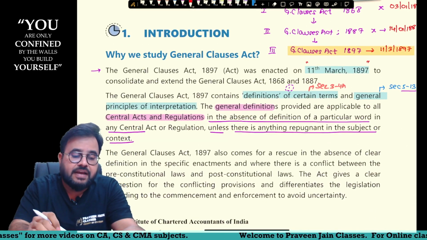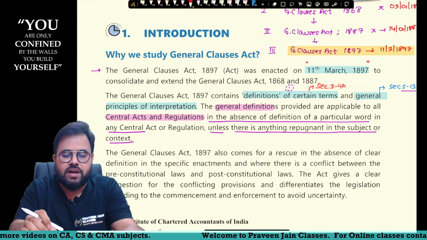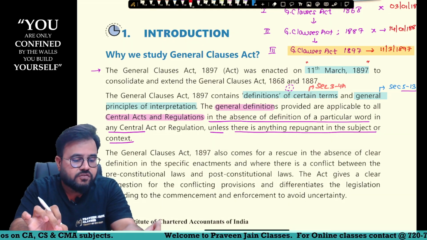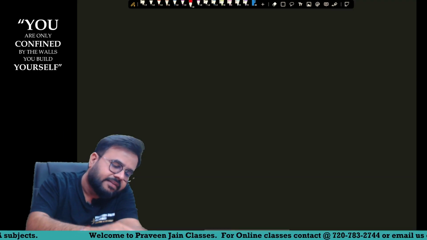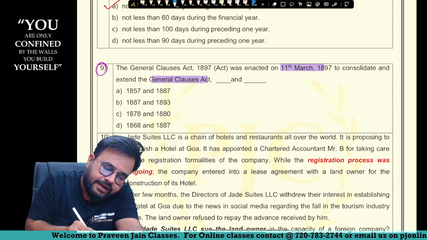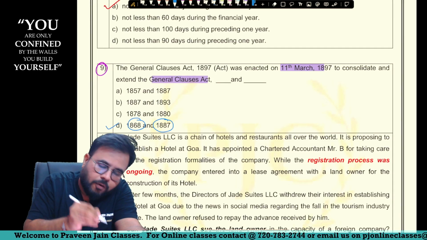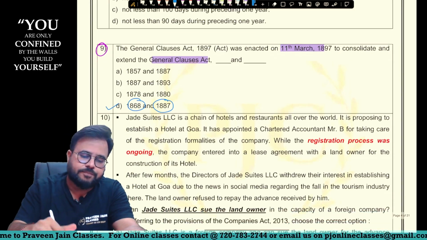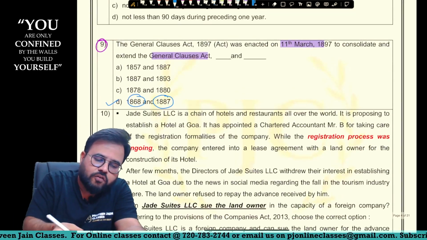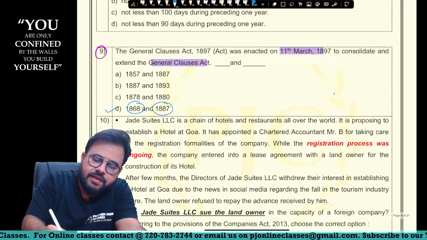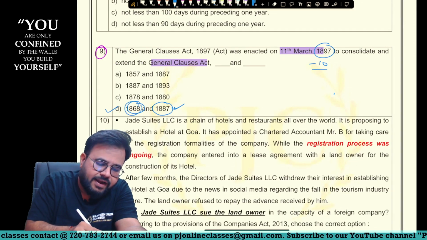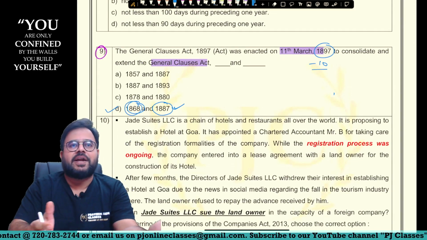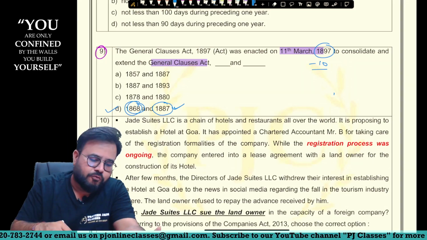The General Clauses Act 1897 was enacted on 11th March 1897 to consolidate and extend the General Clauses Act 1868 and 1887. So 1887, 1868. So option number D is the right option, sir. Now you can also remember it like this: for 1897, the 10 you have to remember, 1887, and 1868 is nothing but 20 years back you are going, in that 1 year you have to deduct, sir.